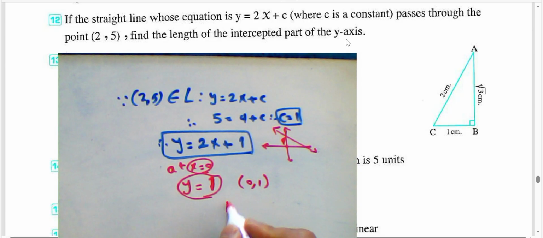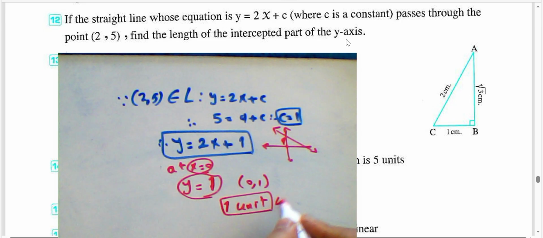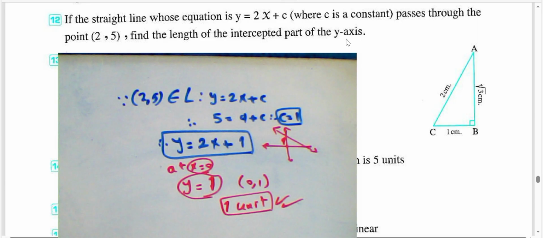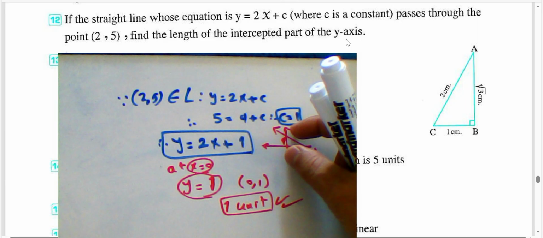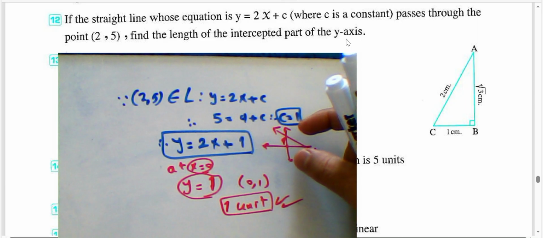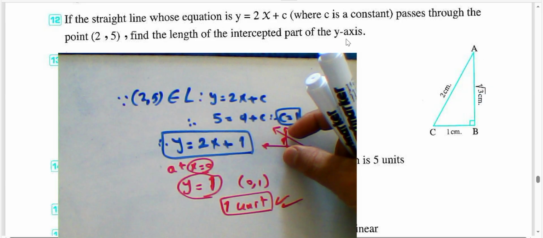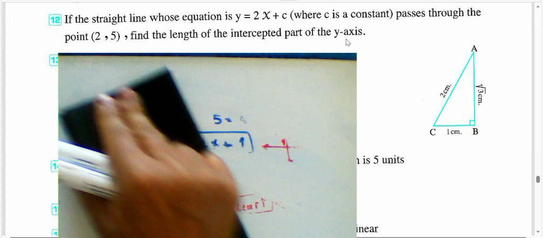In the solution to this question, the straight line passes through the point (0, 1), and the straight line intercepted one part from the positive part of the y-axis. Next question.